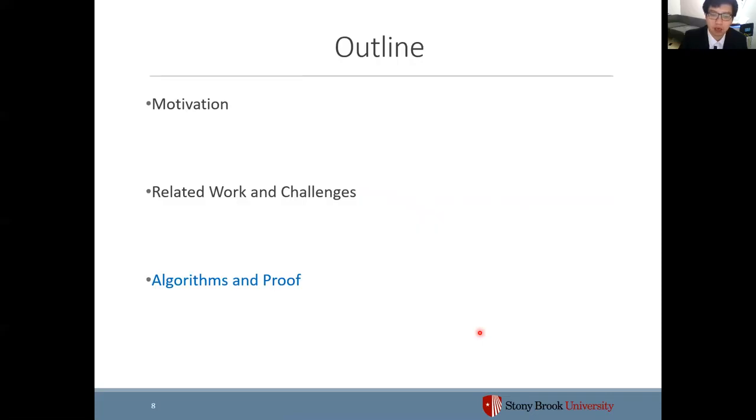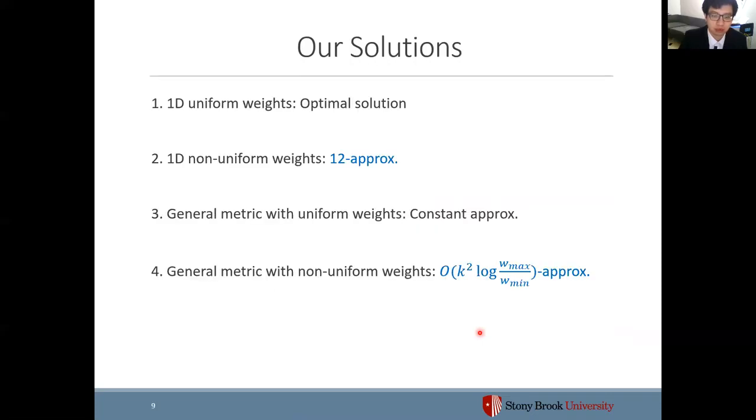Now let's talk about our algorithms and proof. We provide 4 different solutions. In 1D with uniform weights, meaning all the weights are the same, we have optimal solutions. In 1D with non-uniform weights, we have a 12-approximation. In the general metric with uniform weights, we have a constant approximation. In the general metric with non-uniform weights, we have a k² log Wmax over Wmin approximation, where k is the number of robots.